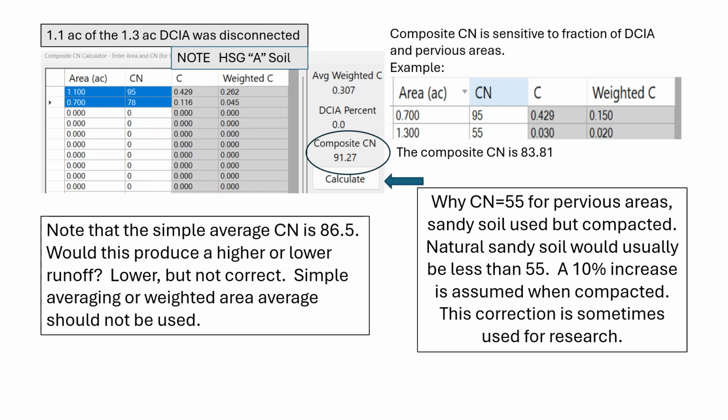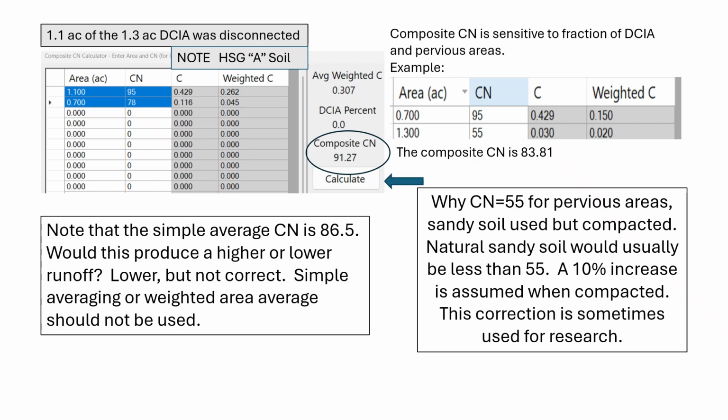It's crucial not to use simple averaging or even weighted area averages to calculate runoff, because these methods don't account for the actual weighted runoff volumes, which are used by more accurate calculators. The composite curve number is quite sensitive to both the fraction of directly connected impervious area, or DCIA, and the curve number value assigned to pervious areas.